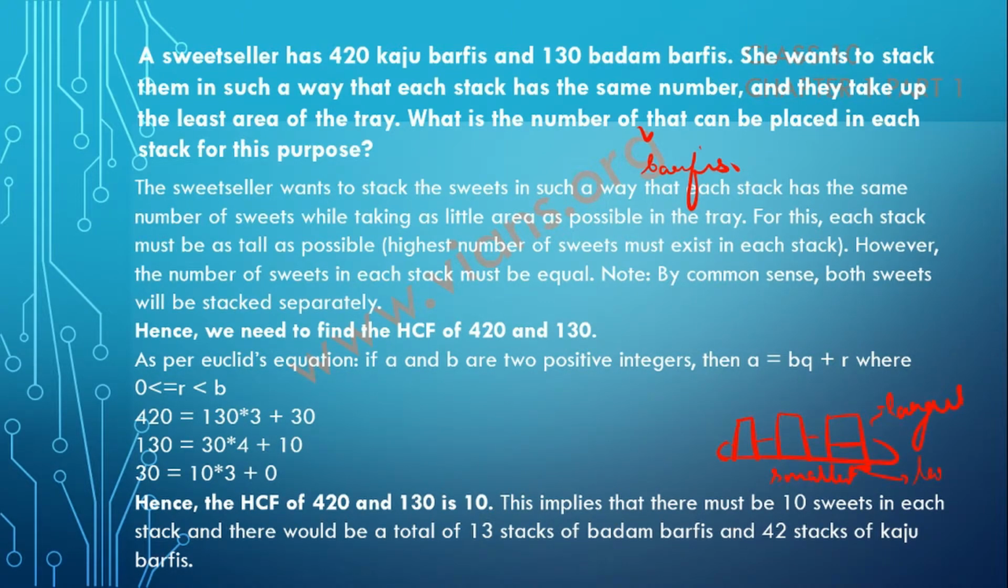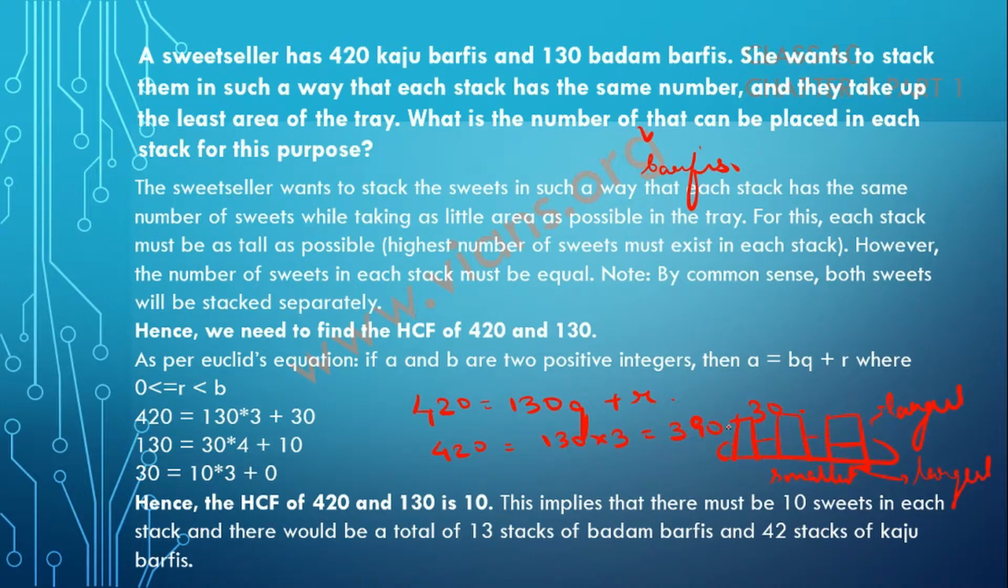Right? So that's the idea behind this particular problem. Now we need to find the HCF of 420 and 130. We would have to write 420 is equal to 130 into Q plus some R, where R is less than 130. If we do that, 420 is equal to 130 into 3, that's 390, plus 30.